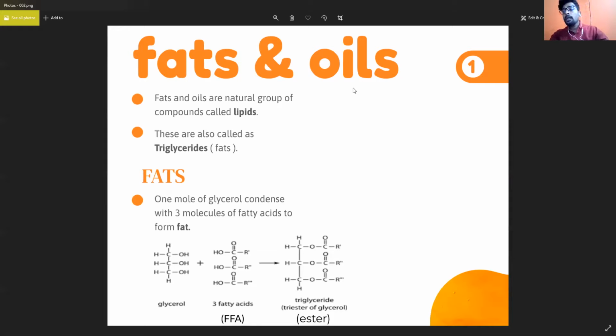In the glycerol, the hydroxyl group is the main backbone of fats and oils. So when a glycerol condenses with three molecules of free fatty acid, on hydrolysis it forms an ester, the main functional group RCOOR. Here I have taken three molecules of fatty acid, so three ester molecules are connected, known as triglycerides. This is called a triester of glycerol, or we call it a fat. Okay. Next.